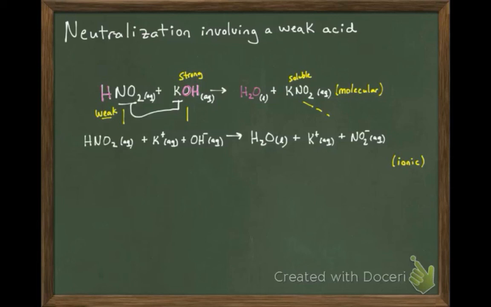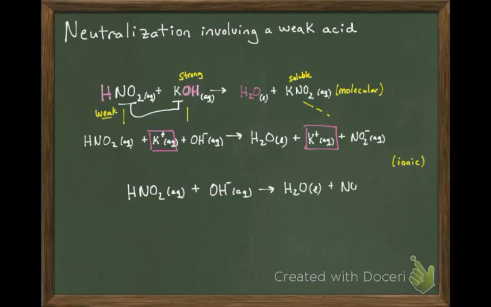We still have some common ions on the left and the right. That's the potassium. So we could cancel those to form the net ionic equation, moving down everything. HNO2 plus OH- form H2O and NO2-. And that is the net ionic equation.